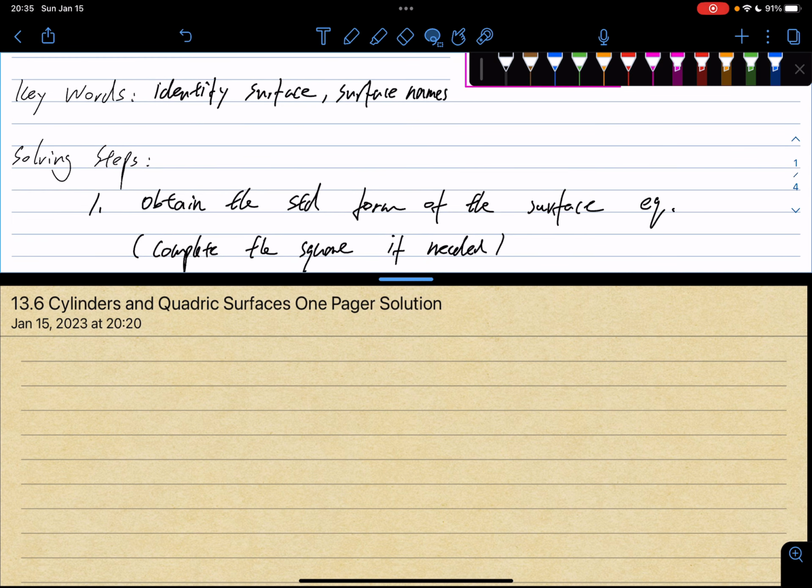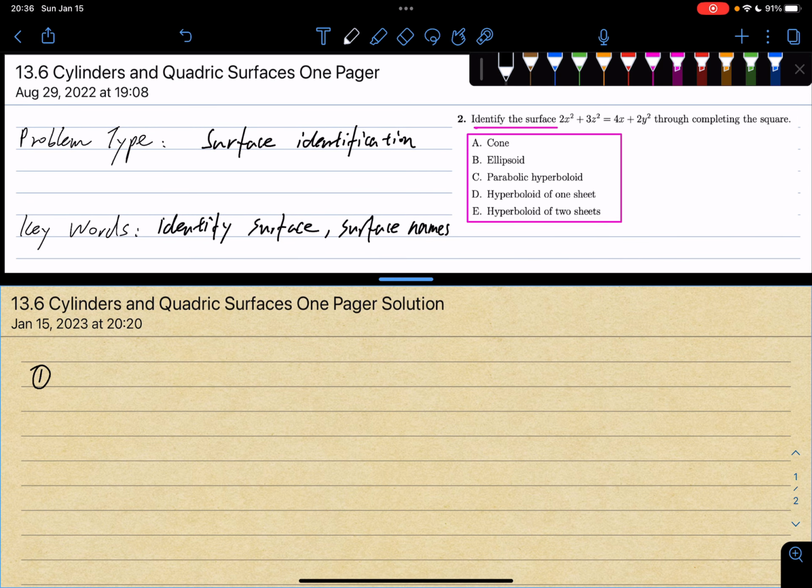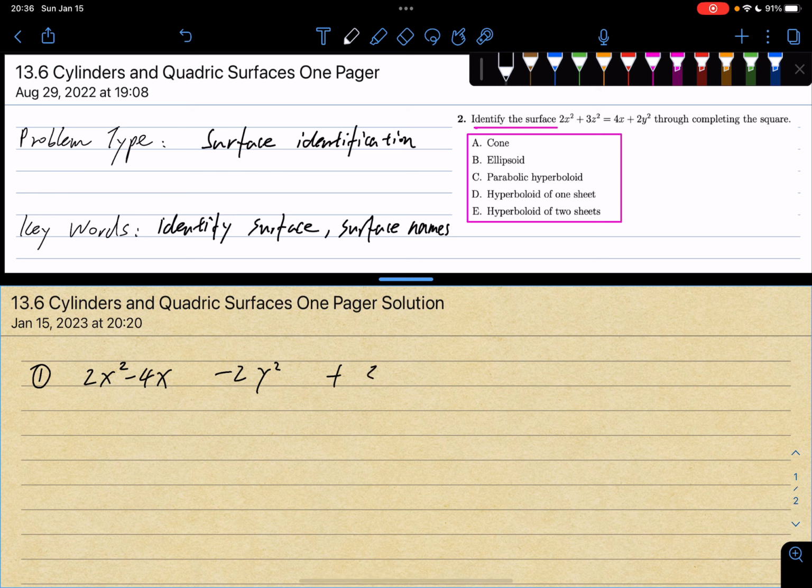Let's complete the square if you need. The first step for our case is to rearrange this equation. So 2x squared minus 4x minus 2y squared plus 3z squared equals 0. It's the same equation, I just rearranged it. For convenience, I'm going to divide everything by 2. So x squared minus 2x minus y squared plus 3/2 z squared equals 0.